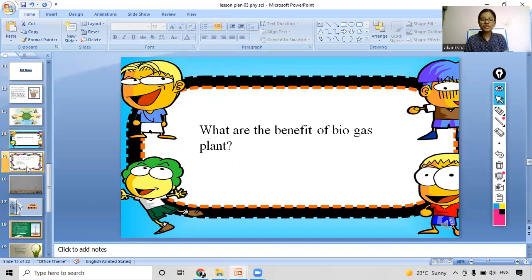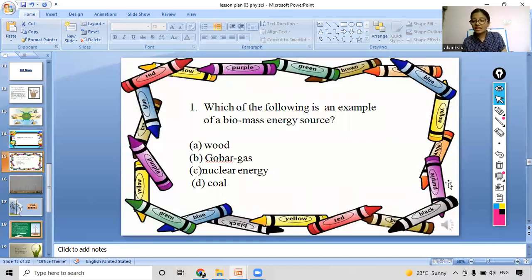So now coming on to the questions, let's see. Which of the following is an example of a biomass energy source? So you have to give your answers. Wood, gobar gas, nuclear energy, or coal? I will give you 5 seconds to write your answers in the chat box and then we will discuss the right answer. Okay, I can see the right answers. Yes, so the right answer is gobar gas. Yes, very good.